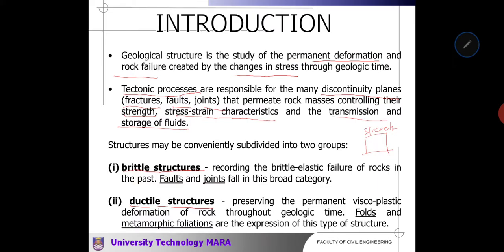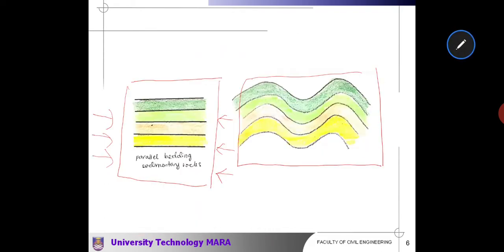What types of discontinuity planes or failure are there for brittle structure? The types are faults and also joints. What are the types of ductile structure failure? We have faults and then metamorphic foliations. So that's the sample for rock deformation or rock failure based on the behavior of the rock.